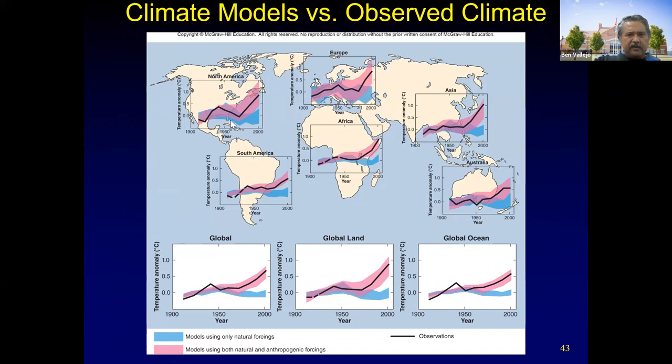So if you have natural, and then you have natural and humans, you can see that it's because of humans that we have this global warming, because this is without human influence, and this is with human influence, more so on the land than in the ocean, which makes sense. But globally, you still see a significant change. So climate models tell us, yeah, the atmosphere is changing. There is global warming, and it is due to people.